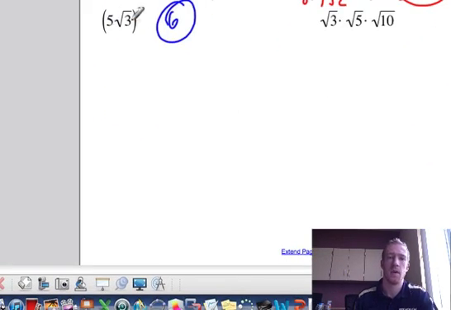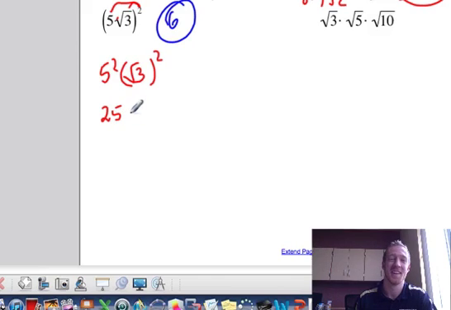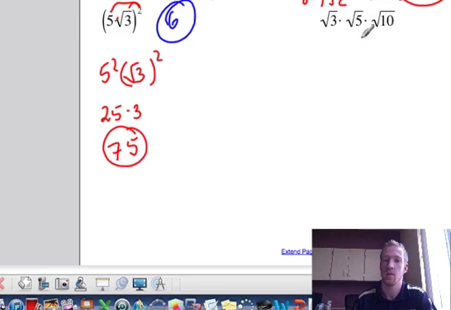So now 5 squared. The other way you can look at this is your exponent rules. Distribute the square to both of these. So you got 5 squared, and then you got root 3 squared. 5 squared is 25. And root 3 squared is 3. So that gives us a 75.